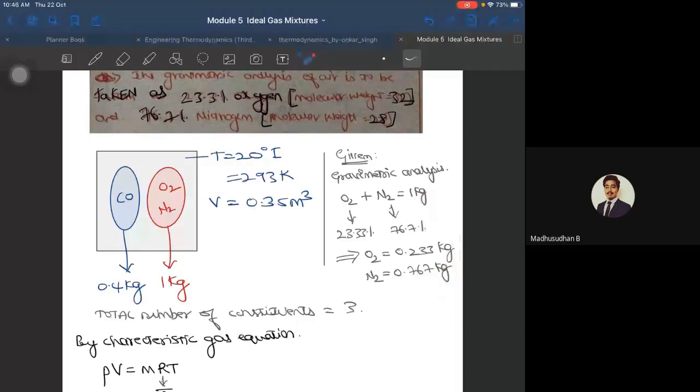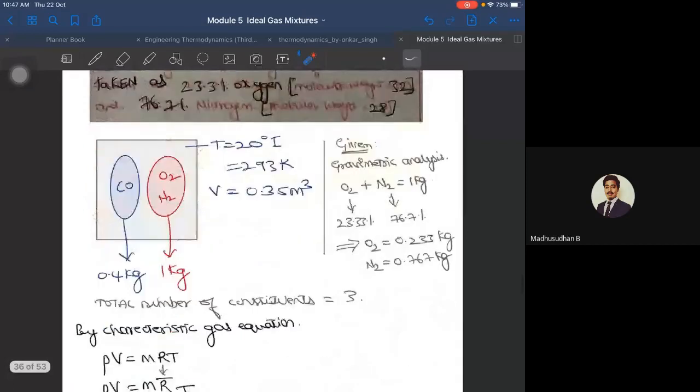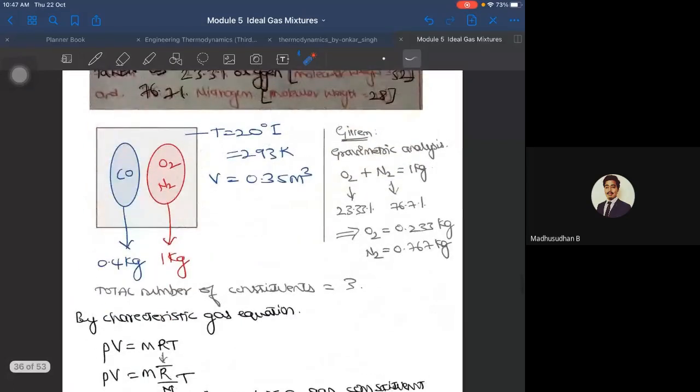Okay. So finally, how many constituents are you having? Two, three? You have forgotten carbon monoxide. That is very important. I appreciate the problem creator here. It was asked way back in 2012. This is a nice problem. He says 0.4 kg of carbon monoxide is there. That is your first constituent. And air has two components: oxygen, which is 0.23 kg, and nitrogen, which is 0.76 kg.